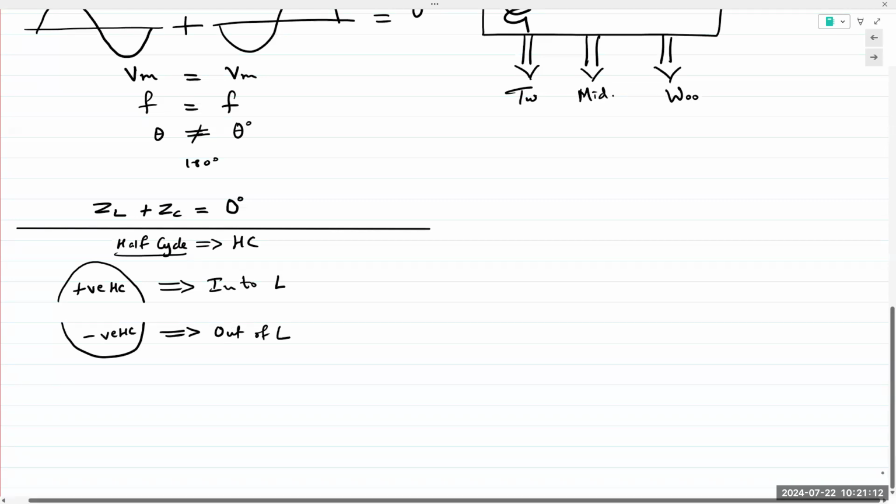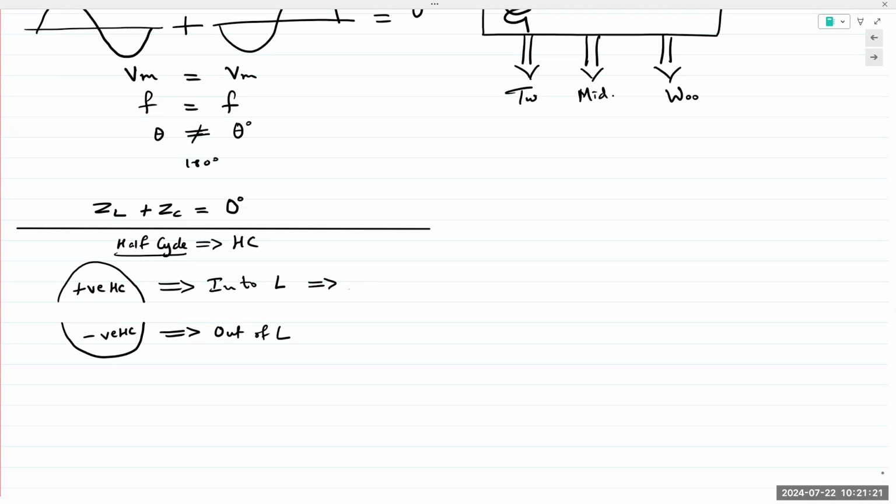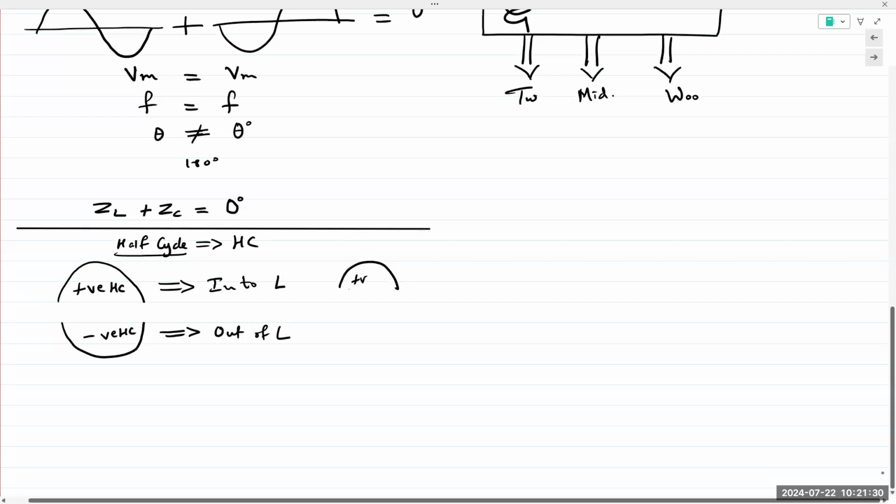Capacitor is exactly the opposite. In a capacitor, positive half cycle, the energy flows out of the capacitor, and negative half cycle, it flows into the capacitor.